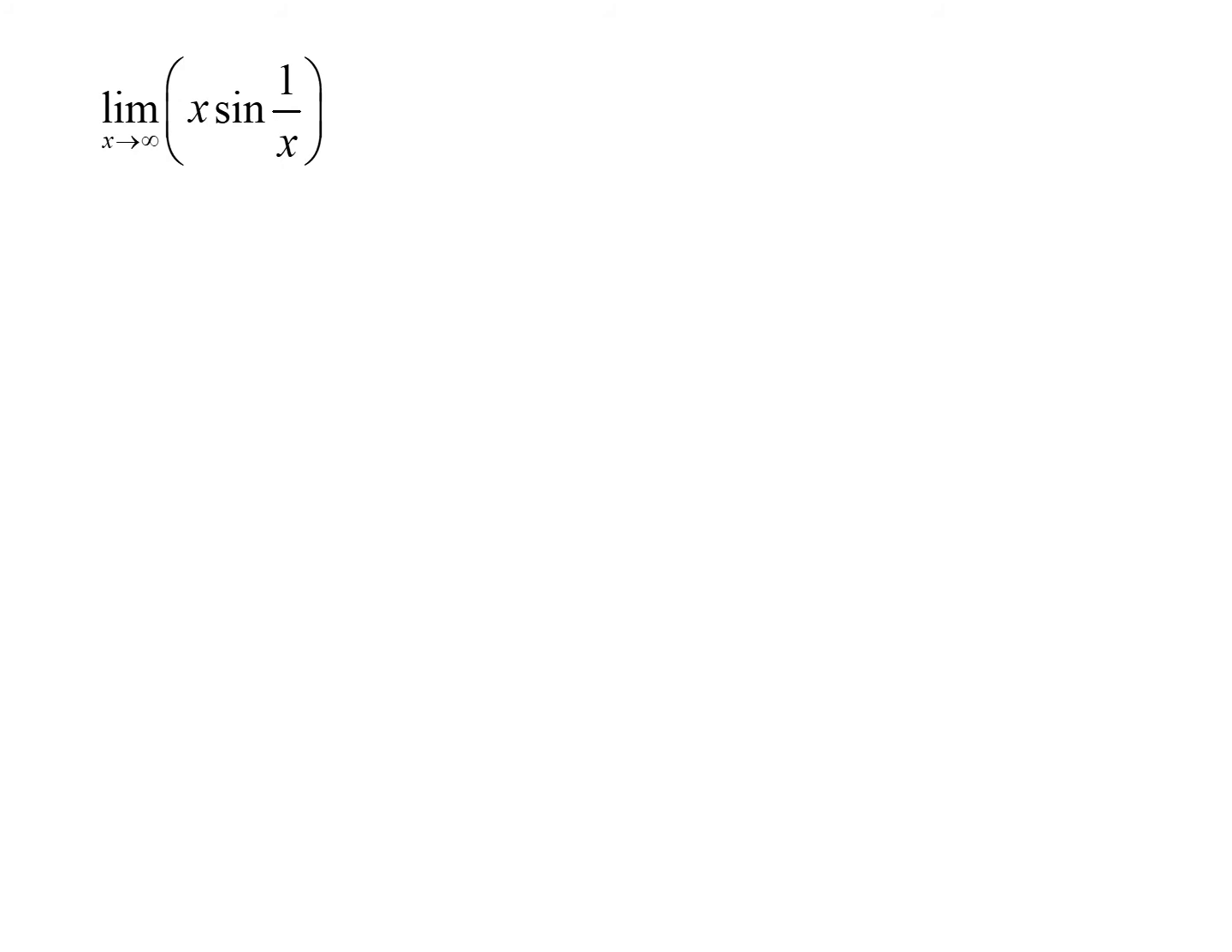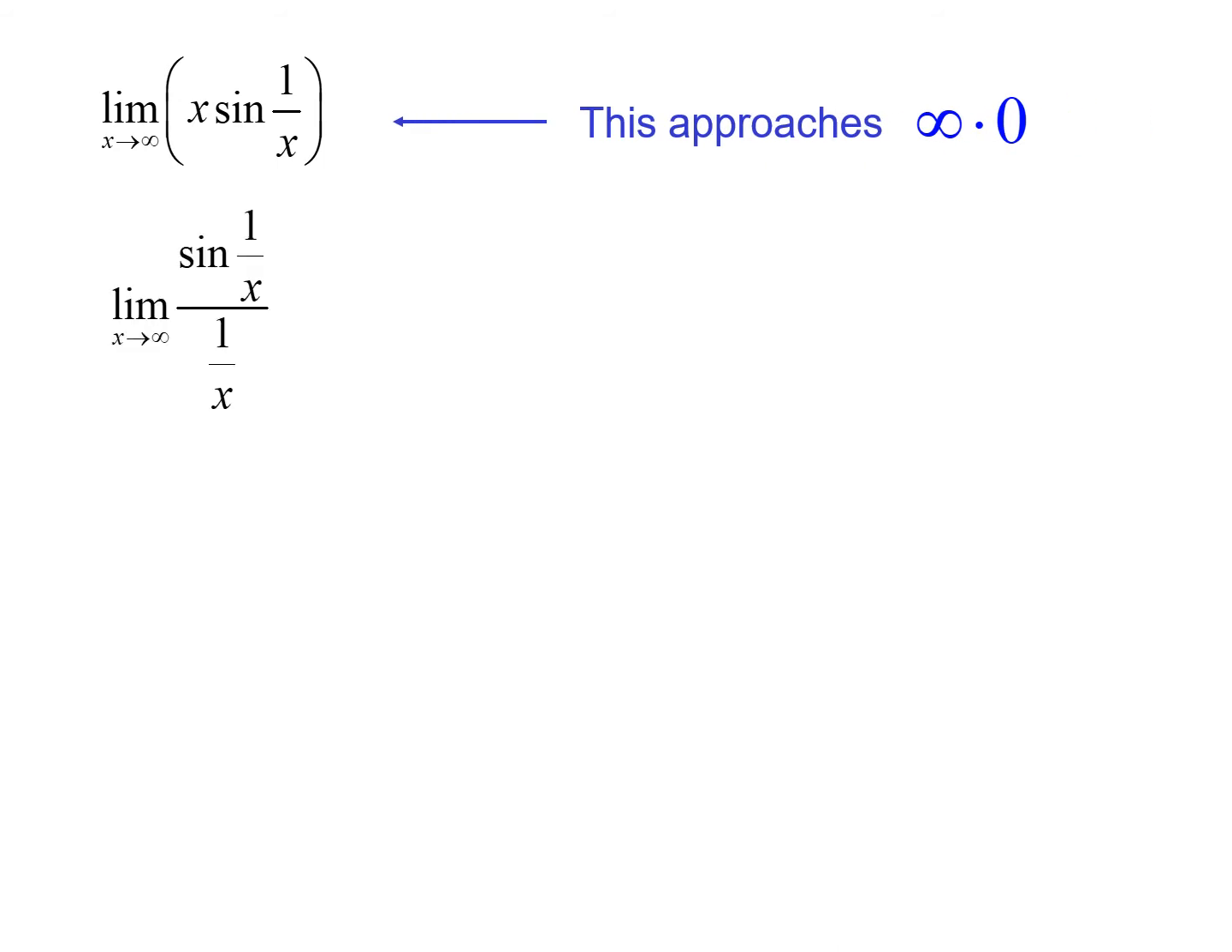So let's look at a first example quickly. We have the limit as x approaches infinity of x times the sine of 1 over x. Well, as we go towards infinity, we're going to get infinity, and then the sine of 1 over x. 1 over x, as x goes towards infinity, behaves like 0. So we get infinity times 0, which we know is indeterminate. So I have to rewrite this so that it is in 0 over 0 or infinity over infinity.